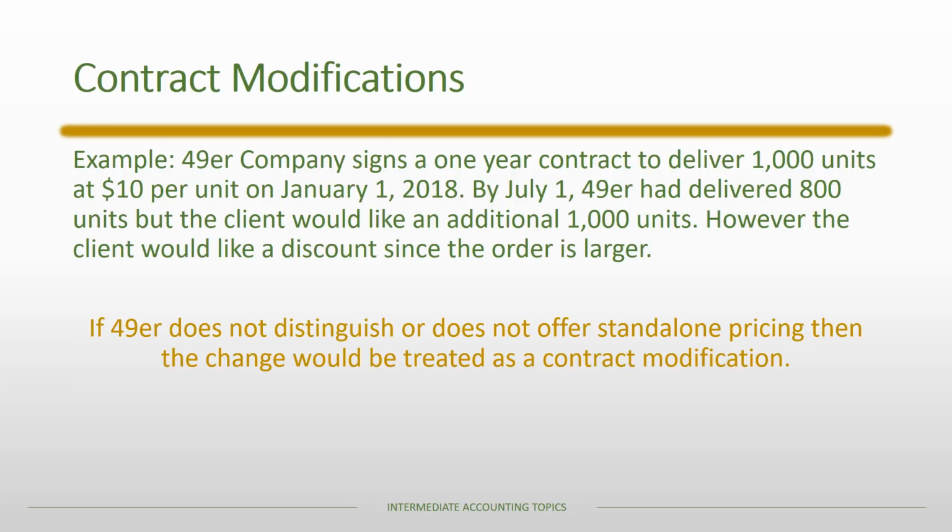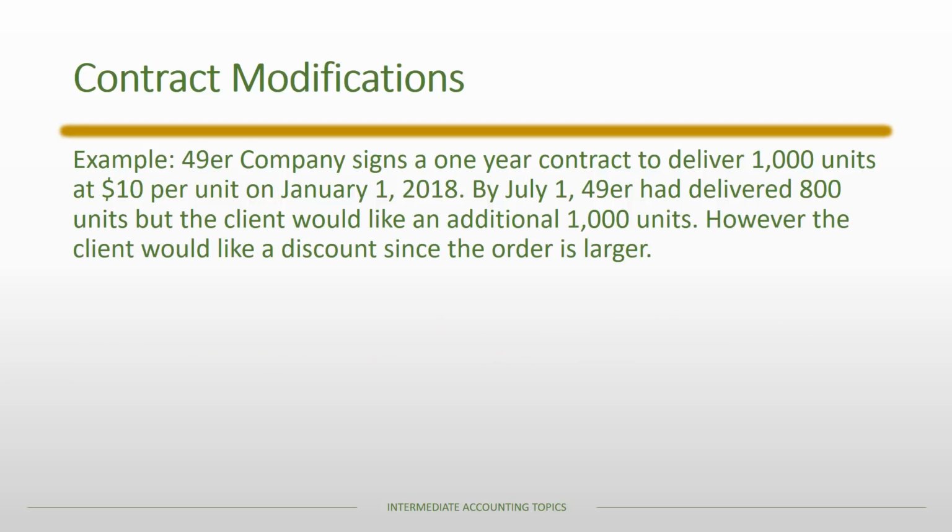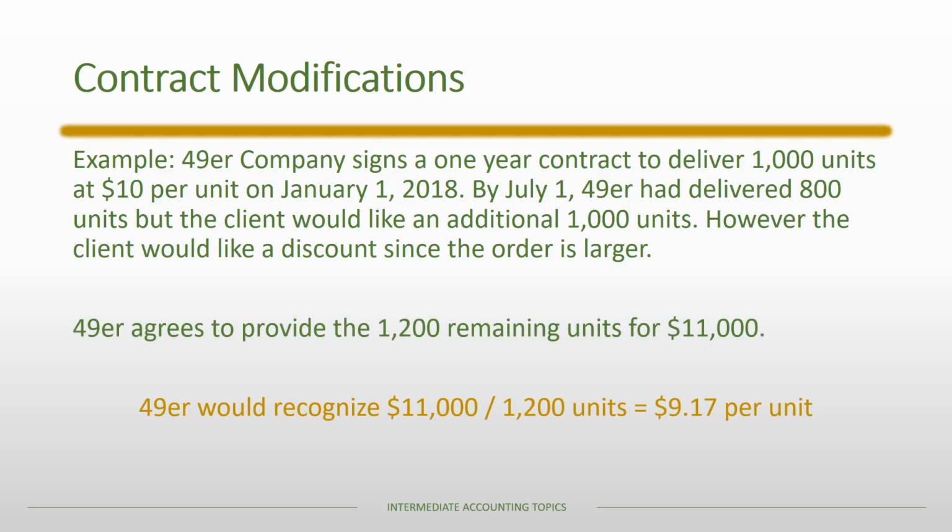So same situation, but let's say that 49er does not distinguish or does not offer standalone pricing. Then it would have to be a contract modification. So now they agree, instead of offering the $9 per unit above 1,000, let's just say they say, well, we'll provide the remaining 1,200 units for $11,000. So in this case, we don't distinguish which units are which, and we don't have standalone pricing. So this is going to be a contract modification. So 49er would recognize $9.17 per unit as each unit is provided.